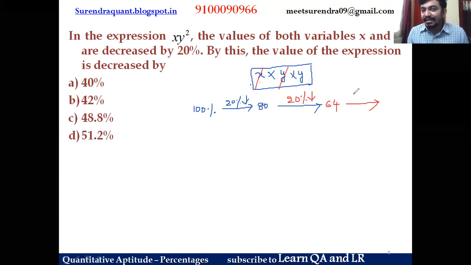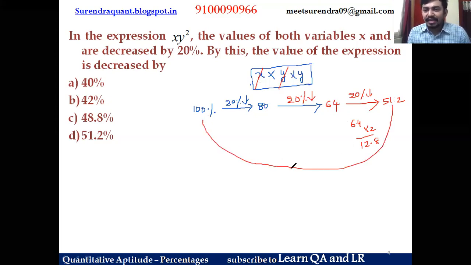Again, there is a second y, which again decreases by 20%. 10% of 64 is 6.4. If 10% is 6.4, 20% is 2 times of it, 12.8. Friends, if 12.8 is decreased from 64, 64 minus 13 is 51, and the 0.2 is there, right? So 51.2. So what is the decrease in value? Can you say the decrease is 48.8%, right? So 48.8% decreases, and that is option C.